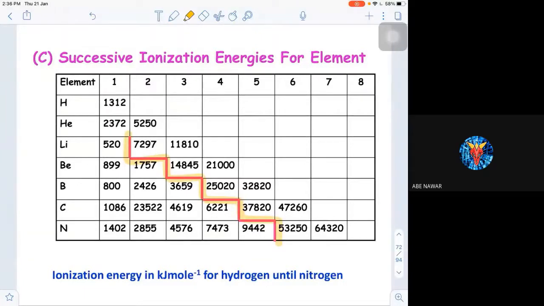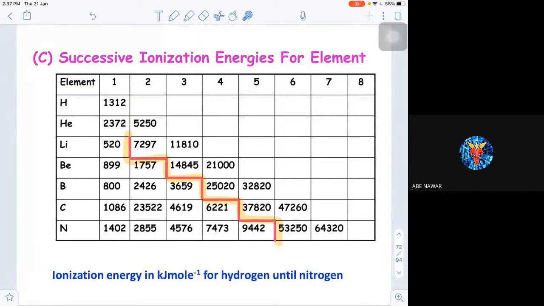What is happening between these stars is that we observe at lithium, focus on lithium first, after the 500, it turns to 7,000. For beryllium, the first IE is 800, the second is 1,007, and suddenly the third one is 14,000. You should know that the successive ionization energy will keep on increasing. From the first to the second, the third, the fourth, the energy required is getting higher, meaning that each subsequent electron being removed is harder. That is why more energy needs to be supplied.